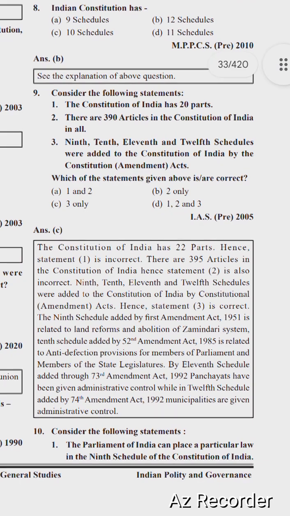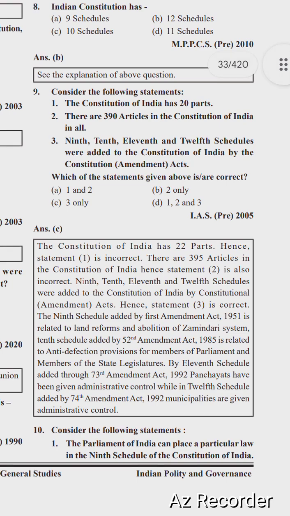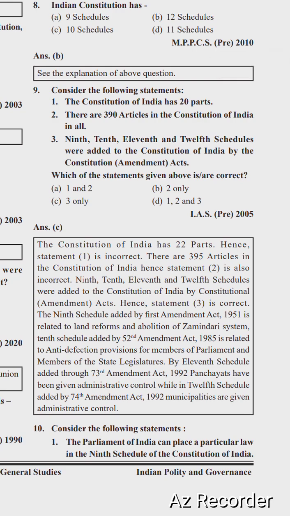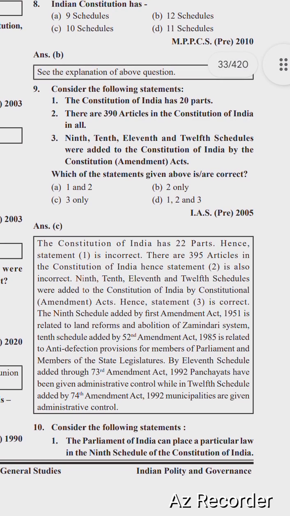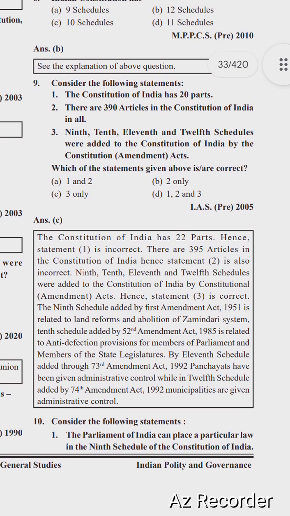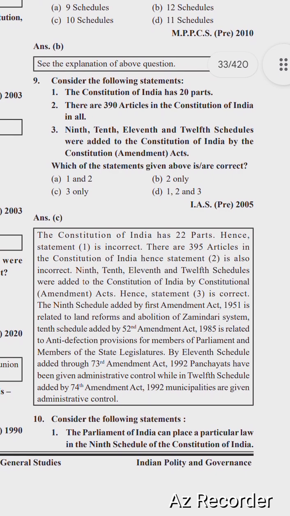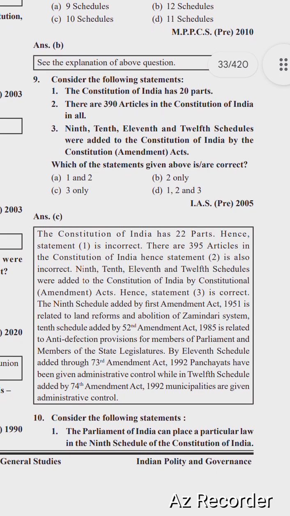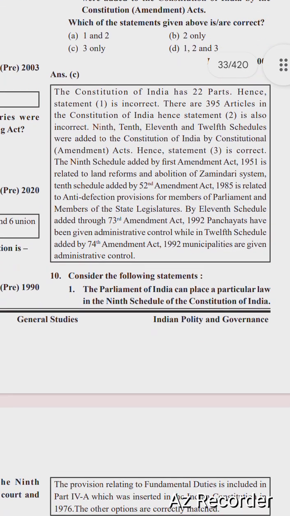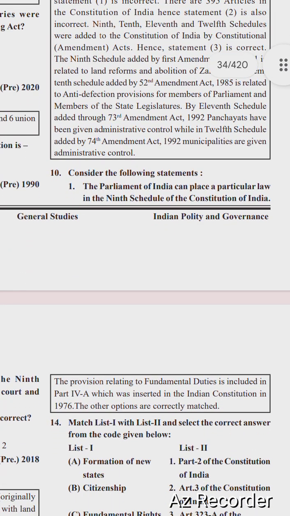So next question is, consider the following statements. The Constitution of India has 20 parts. There are 390 articles in the Constitution of India. The 9th, 10th, 11th, and 12th schedules were added to the Constitution of India by Constitution Amendment Acts. Which of the statements given above is correct? Options are 2 and 3, 2 only, 3 only, 1, 2, and 3. Right option is option number C, 3 only. The 9th, 10th, 11th, and 12th schedules were added to the Constitution of India by Constitution Amendment Acts.